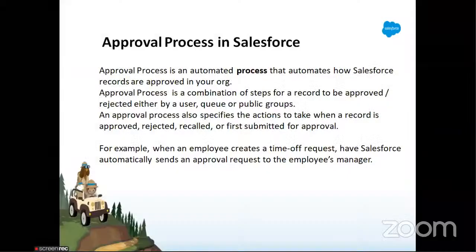In the same line, approval process is also an automated process, right? That automates how Salesforce records are approved in your org. So approval process is a combination of steps for a record to be approved or rejected either by the user or maybe your public groups, right?